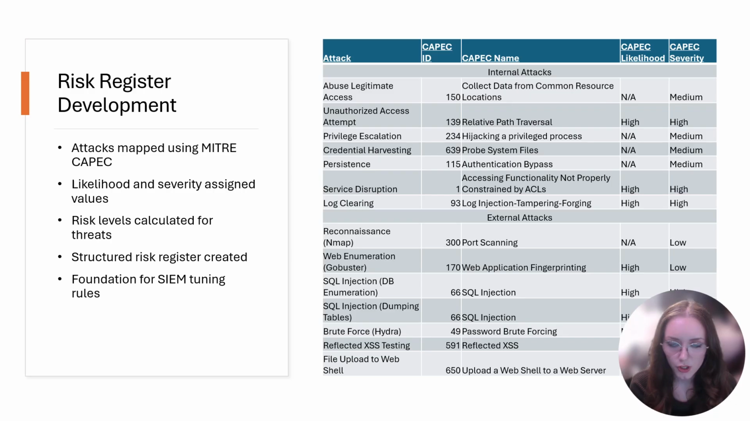The risk registers served as the foundation for the tuning process. Each attack was mapped to a corresponding MITRE CAPEC entry and assigned likelihood and severity values. These risk assessments were then used to determine how alerts should be classified and prioritized within the SIM. This risk register provided the foundation for custom WASA tuning rules, allowing alert severity and descriptions to align with the actual risk posed by each attack.